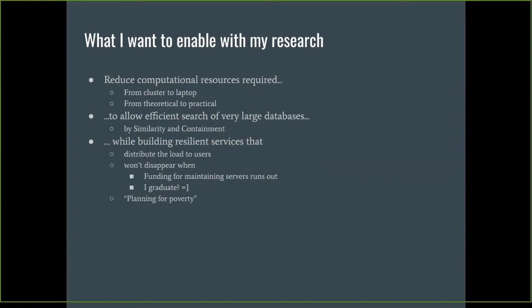So what I want to enable with my research is to reduce computational resources required. So we can move analysis that requires a cluster nowadays to something that you can do on your laptop. And things that are only theoretical can actually become practical and start helping people solve problems. And this is to allow efficient search of very large databases by similarity or containment. And while building resilient services that can distribute the load of these calculations to the users. And more importantly, they won't disappear when funding for servers runs out or when I graduate, like they can continue running if I go to industry, for example.